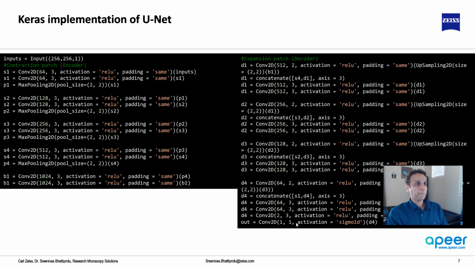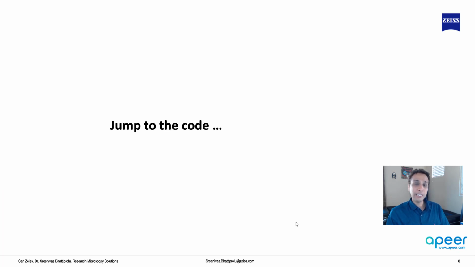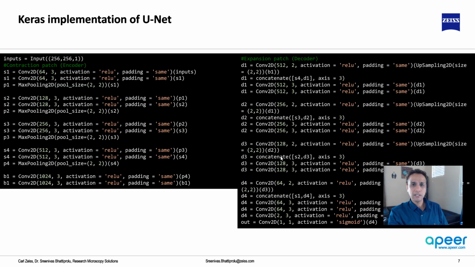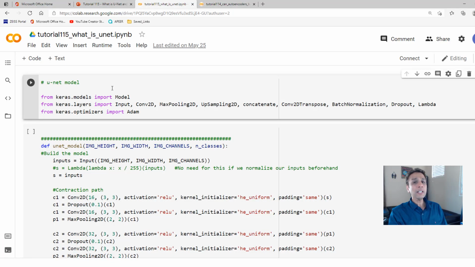So I hope this clears any doubts that you have about UNet, but at least establishes a nice basement for us to understand UNets as we go along in the next few videos. Let's jump to the code, copy paste this, and see just model.summary. Okay, so here you go.